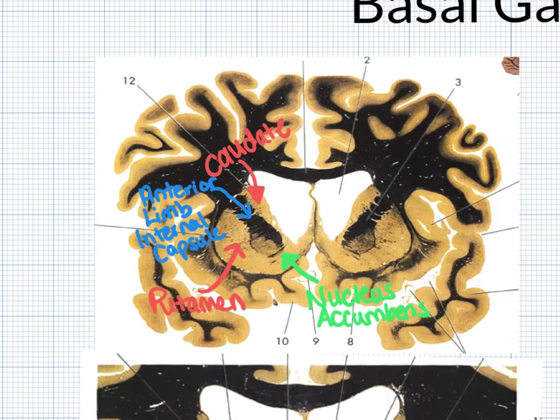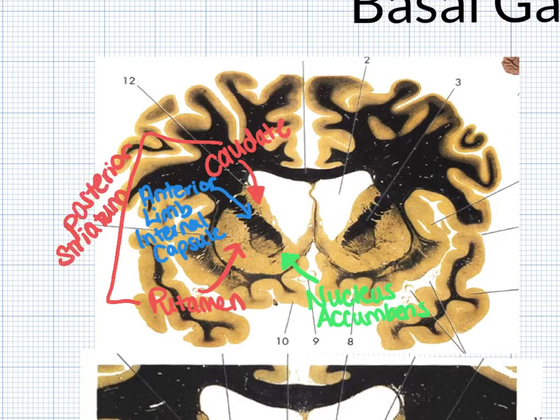So the caudate and putamen both come from the same embryological structure, so together they make up the posterior striatum, whereas the nucleus accumbens is going to make up the anterior striatum, along with a couple of other structures that we'll see in a minute.